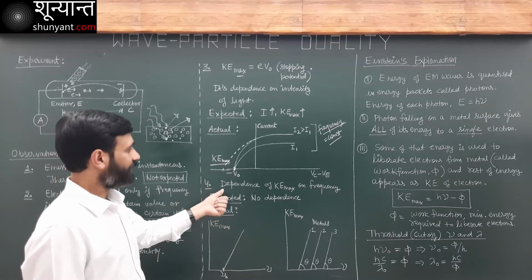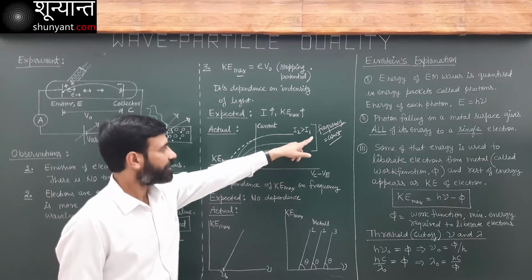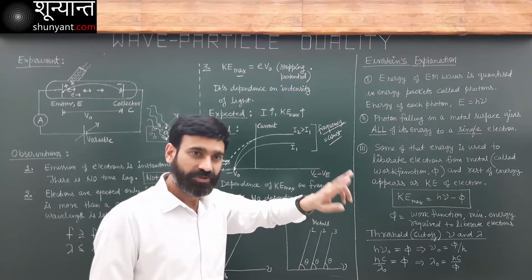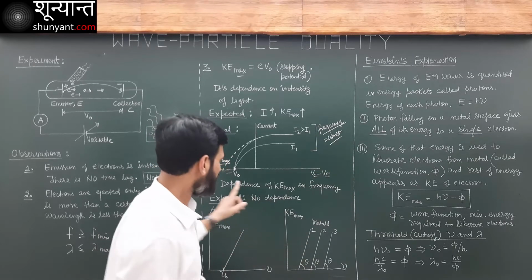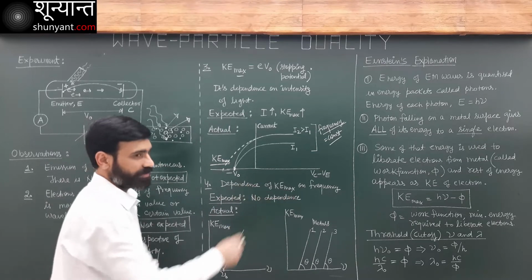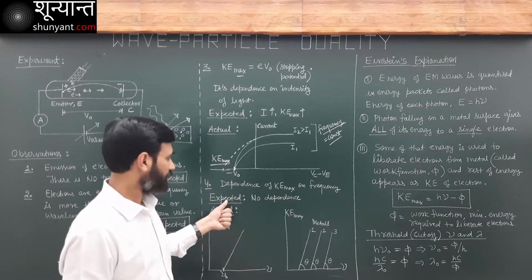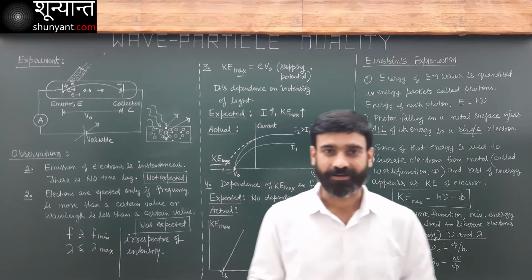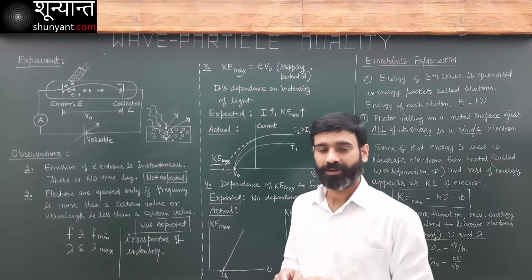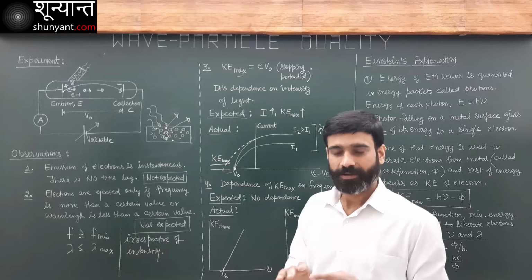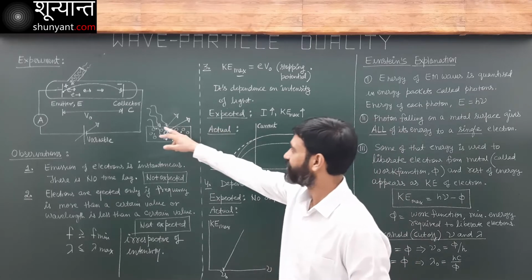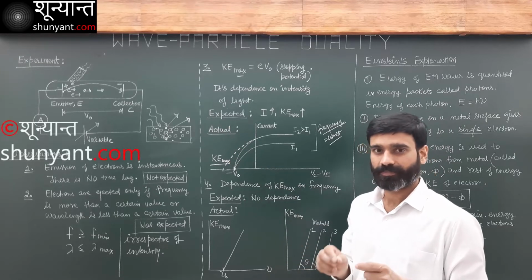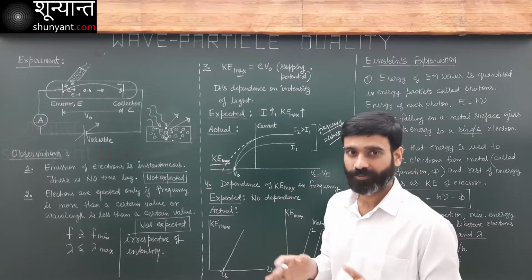Now the fourth one, dependence of kinetic energy on frequency. Here what we did earlier, we kept frequency constant and changed intensity. Here I am changing frequency. Expected: according to wave theory, no dependence is expected. Wave theory does not expect any relationship between the maximum kinetic energy and the frequency of the light. There is no such relation according to wave theory, but that was not found.